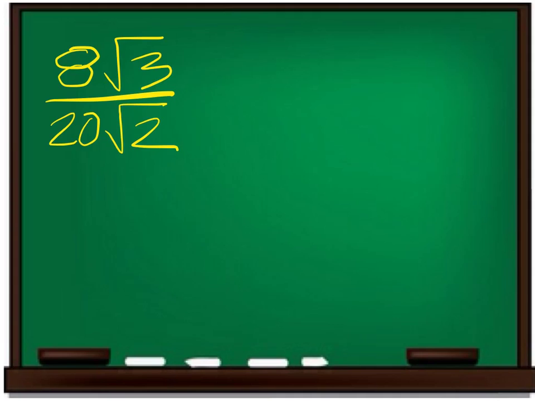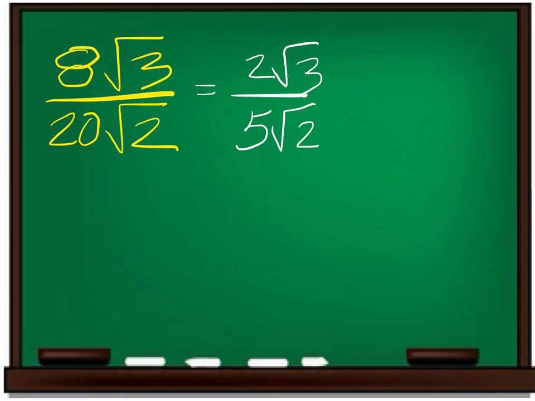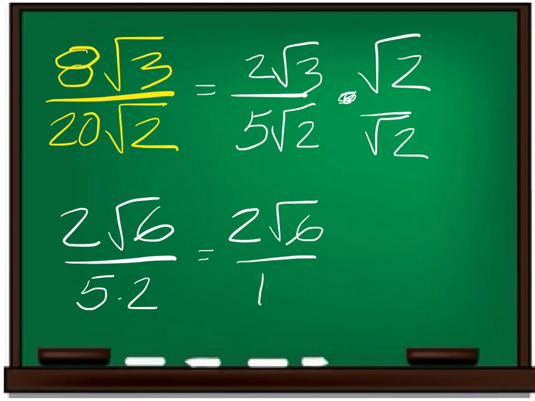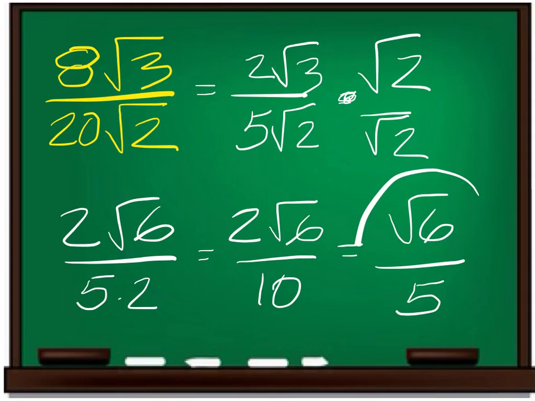For the practice problem, let's reduce 8 over 20 to get 2 over 5. And then multiply the top and the bottom by the square root of 2. And that will give you 2 square root of 6 on the top and 5 times 2 on the bottom. 2 square root of 6 over 10 simplifies to square root of 6 over 5.